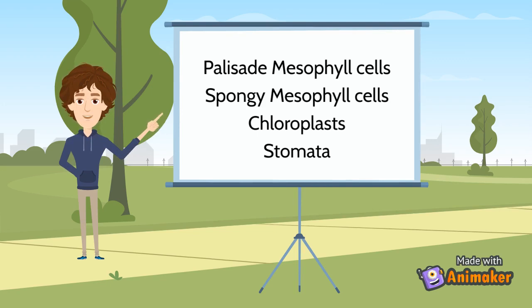Lastly, about the gases. Carbon dioxide enters the leaf for photosynthesis through the stomata present in the lower epidermis. The stomata is made up of two guard cells that become turgid or flaccid to open or close the stomata. Oxygen produced by the process leaves the leaf through the stomata as well.